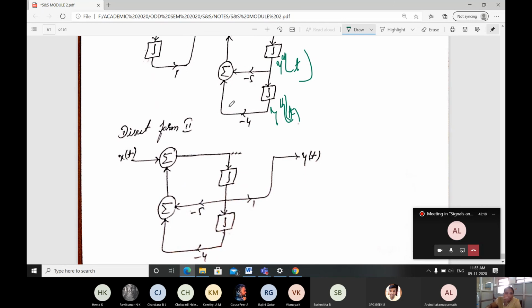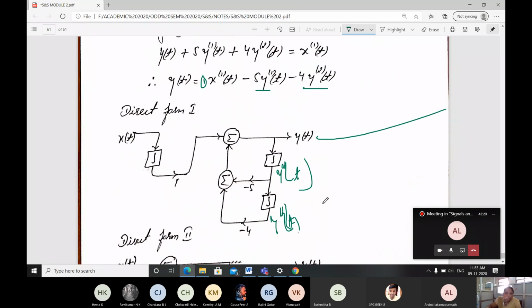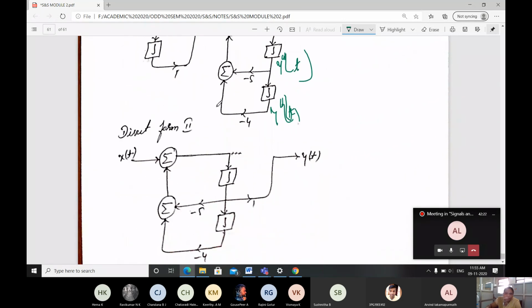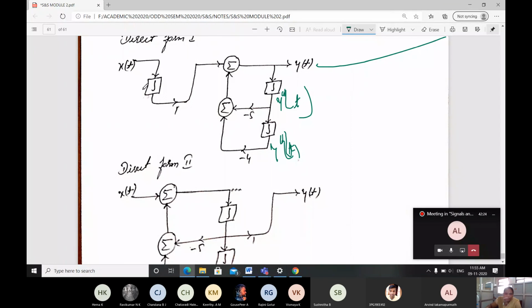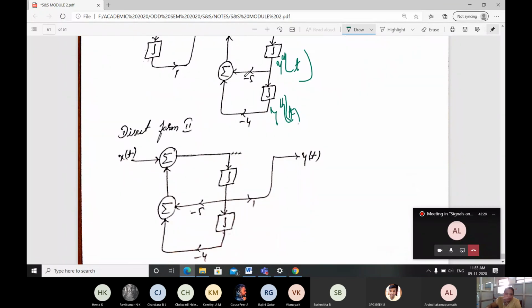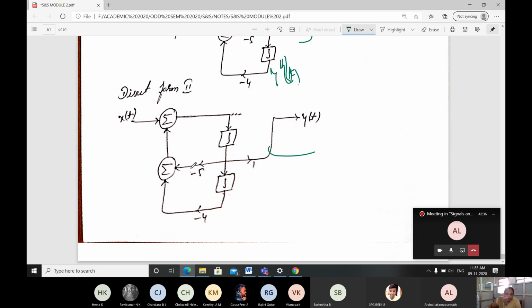Then combine those. It is almost similar to what we solved in the previous one. Just combine these and change the coefficient values. Same thing, minus 5, minus 4. Here 1, only 1 you take, you will be getting this. This is your direct form 2. Okay.